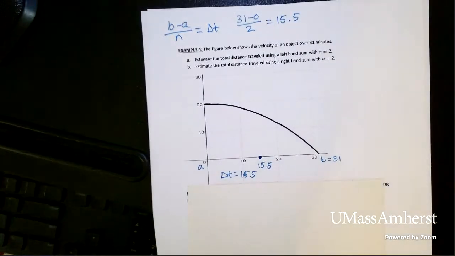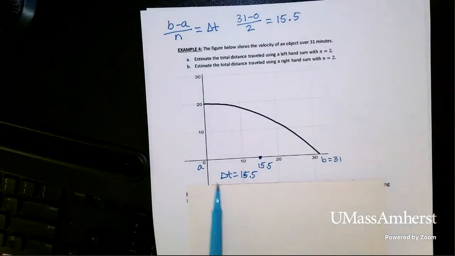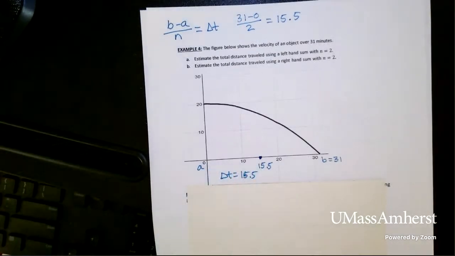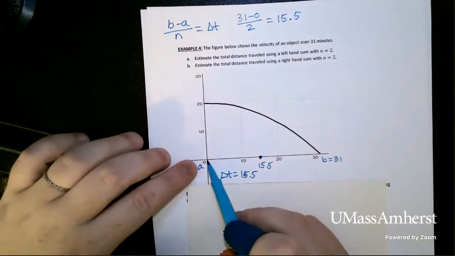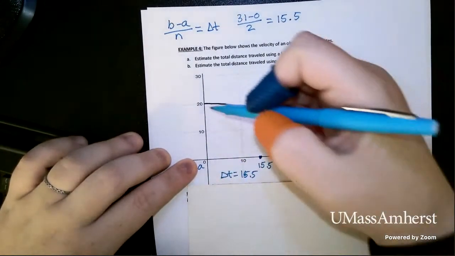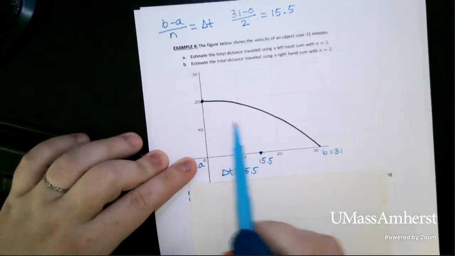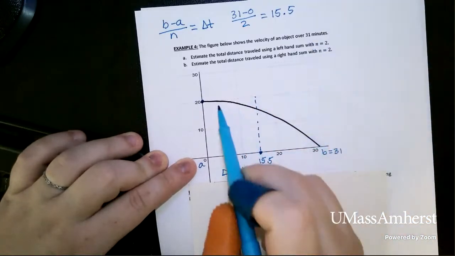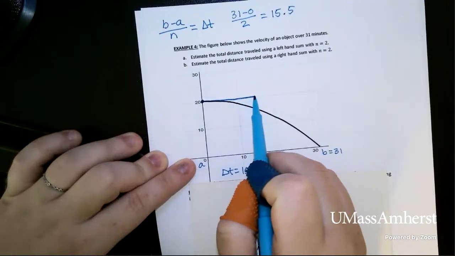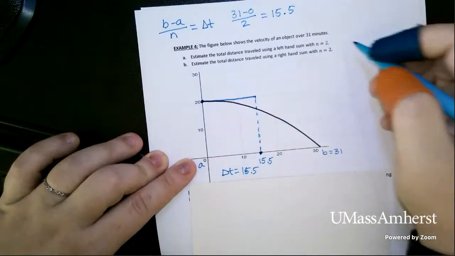So now I'm going to do part A, which is a left-hand sum. That means I need a rectangle that goes from 0 to 15.5 and touches my graph with the left-hand corner of my rectangle. So at time equals 0, I want to go up to that height, which appears to be 20, and I'm going to remain constant until 15.5. So my first rectangle looks like this.